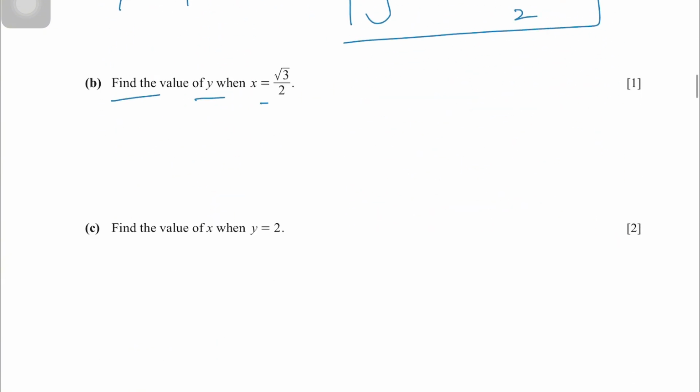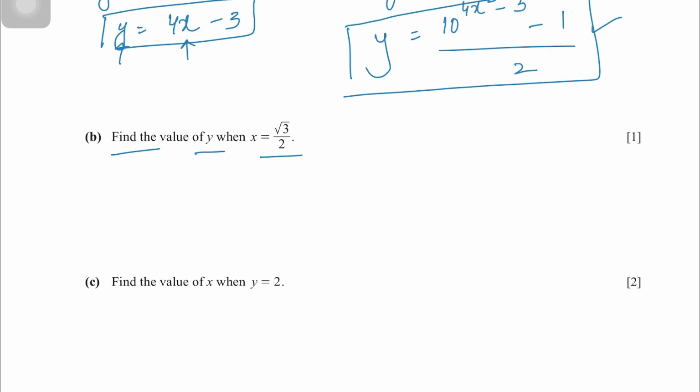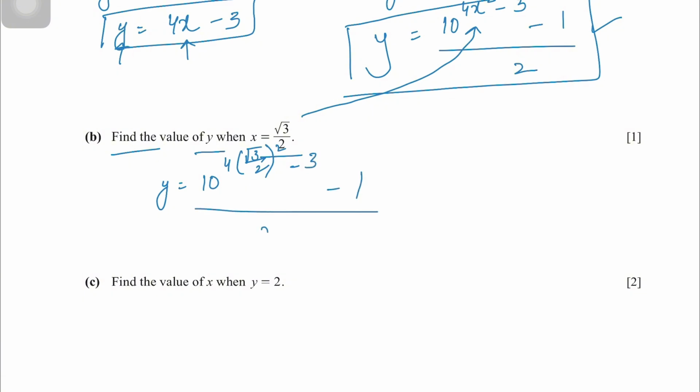Now we have to find the value of y when x equals root 3 upon 2. We can simply substitute root 3 upon 2 over here. So let's substitute it. We'll get 10 to the power of (root 3 over 2) whole squared, then negative 3 in our power, then this is minus 1, and then upon 2. Since it is squared, this square and this square would be cancelled out. This would be 3. 3 minus 3 is basically 10 to the power of 3 minus 3, which is 10 powered 0, and 10 powered 0 is 1. 1 minus 1 is 0, so this would be 0. So this is our final answer.